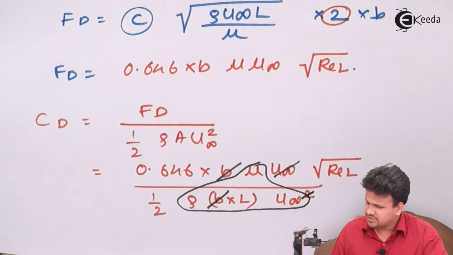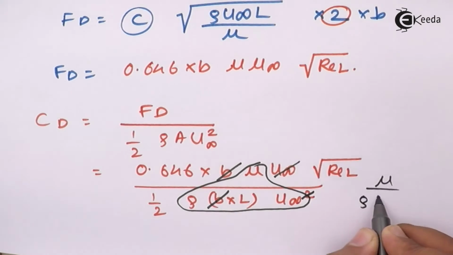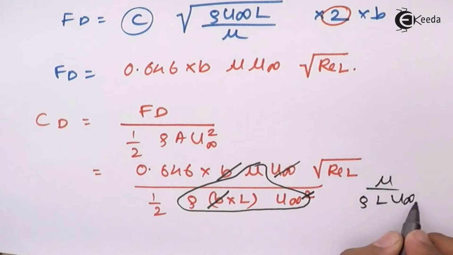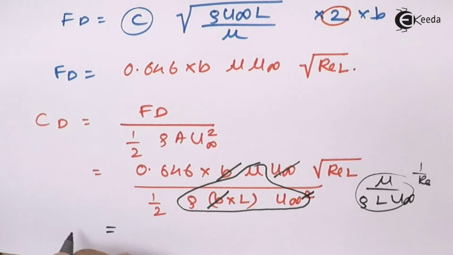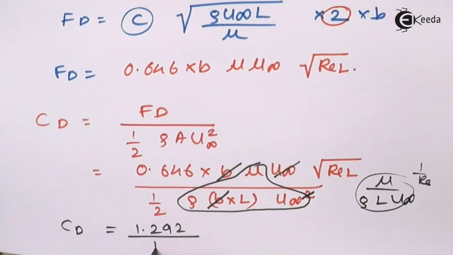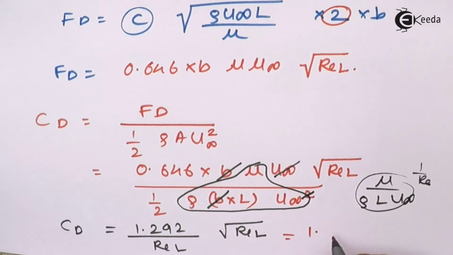As we can see, mu upon rho u infinity L, these terms will form 1 upon the Reynolds number, which we will substitute over here. So CD will be equal to 1.292 upon Re_L into square root of Re_L. Now this can be calculated directly as 1.292 upon square root of Re_L, which is the coefficient of drag in terms of Reynolds number.